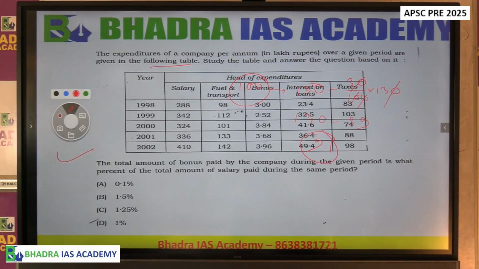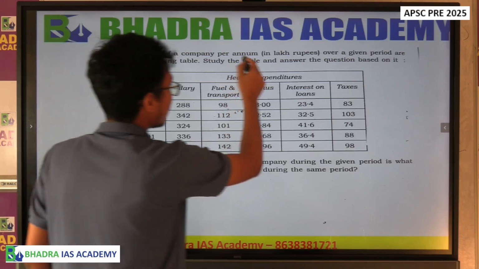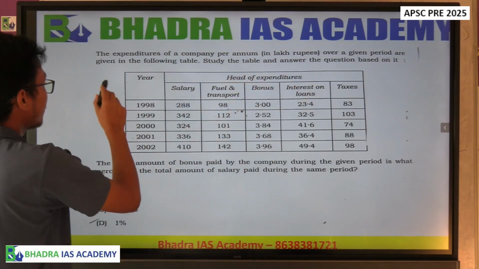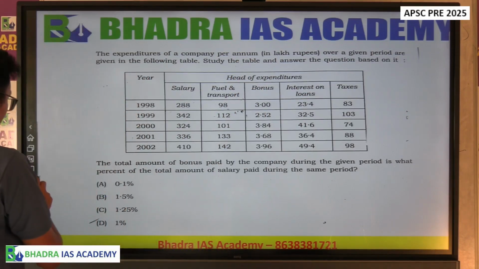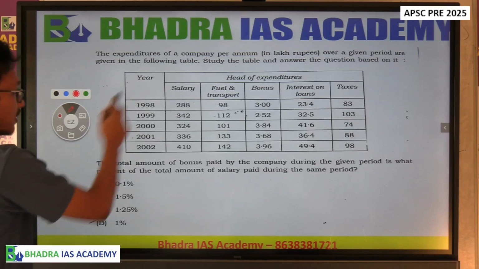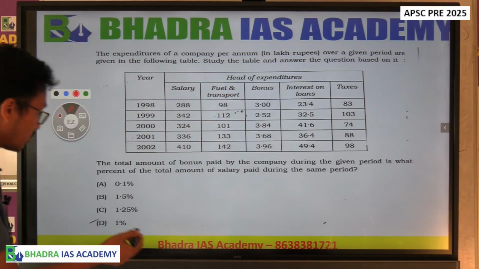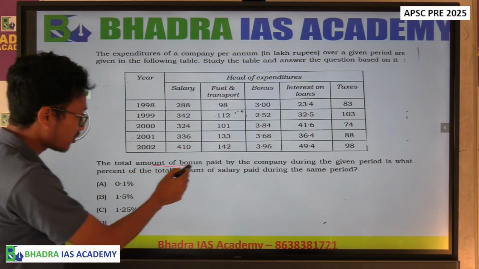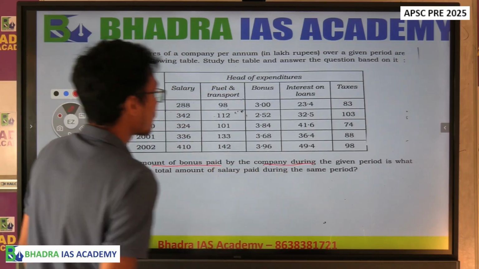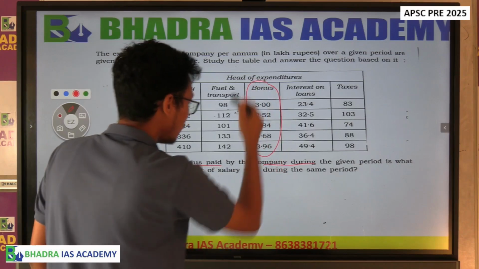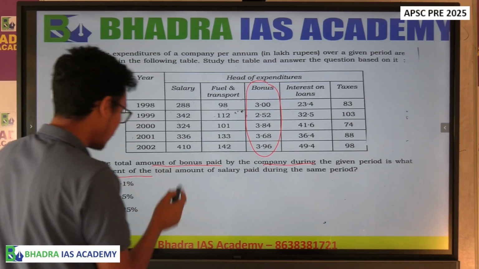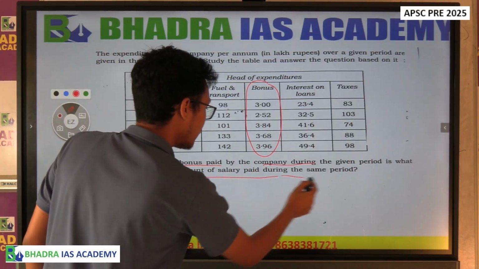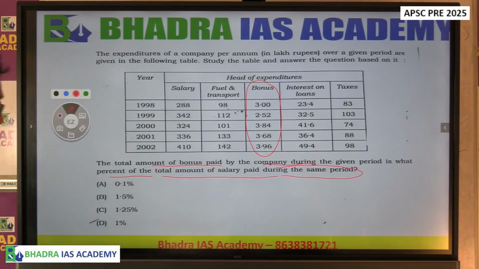Okay, next question. The expenditure of a company per annum over a given period are given in the following table. Study the table and answer the question based on it. The question is: the total amount of bonus paid by the company during the given period is what percentage of the total amount of salary paid during the same period? So bonus, that much total, of the total amount of salary.